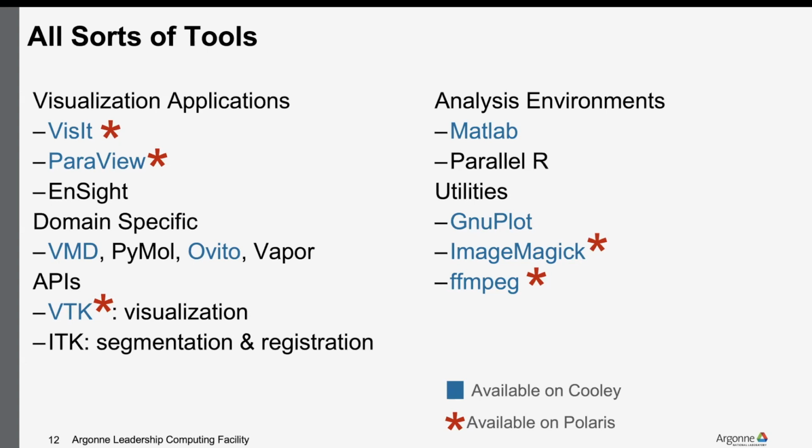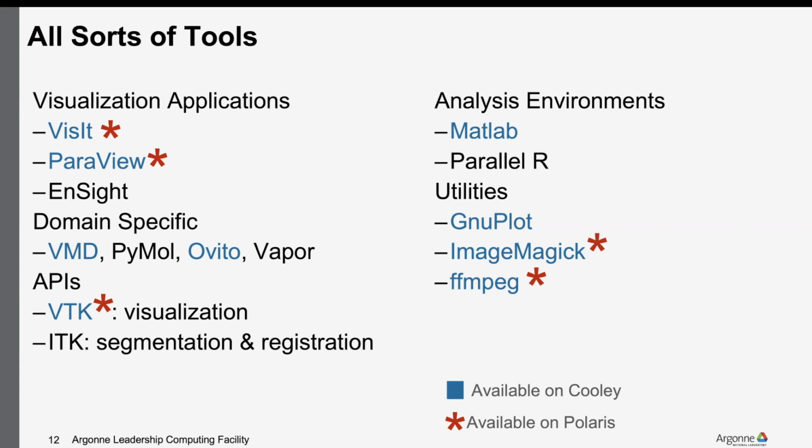I didn't specifically talk about Viz resources, but our existing resource is Cooley, which is going to be retired at the end of this year, but it's still currently available. All the things that I highlight here in blue are available on Cooley. We're in the process of transitioning all of our Viz workloads to Polaris, and we're still getting tools ready for production there. But we do have VisIt and ParaView there, ImageMagick, and FFmpeg, which are utilities for other visualization type tasks.